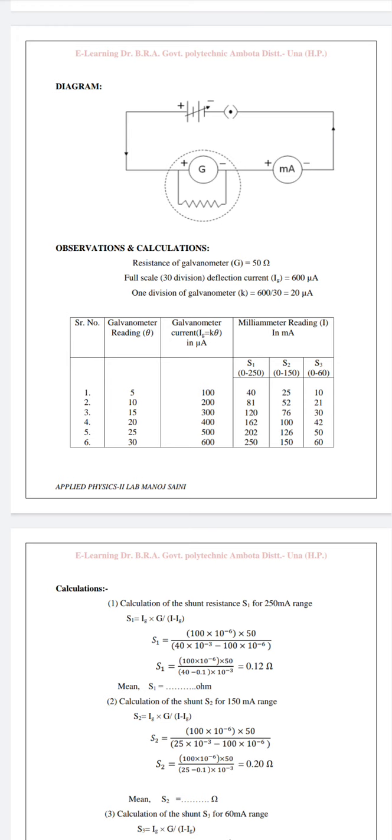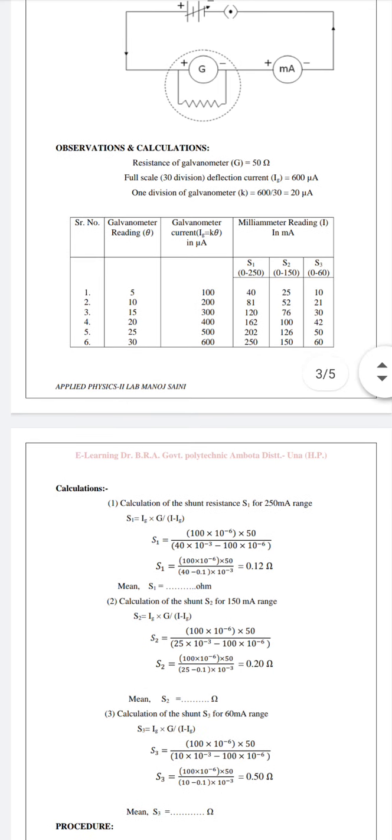That is also the difference between the galvanometer current and the emitter current. Emitter current here is measured in milliampere, which is a little bit larger value as compared to the galvanometer current. So the galvanometer is in microampere and the emitter current is in milliampere, that is 10 power minus 6 and 10 power minus 3. So this is the observation table.